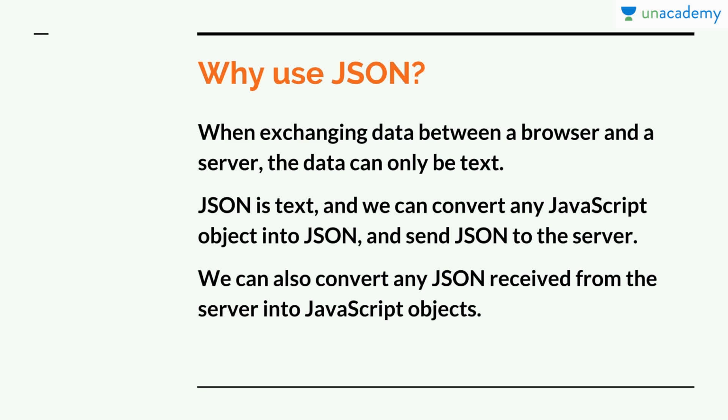So JSON is text, and we can convert any JavaScript object into JSON and send the JSON to the server. Then we can receive that data from the server in the form of text, and convert that data to JSON, because basically anything in JavaScript can be converted to an object. Strings are already objects, so we just have to change their data type, and that's very easy. We will learn about their methods in this video.